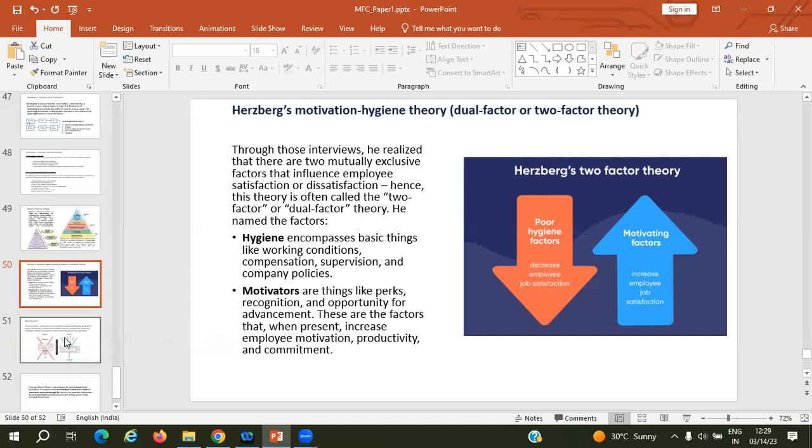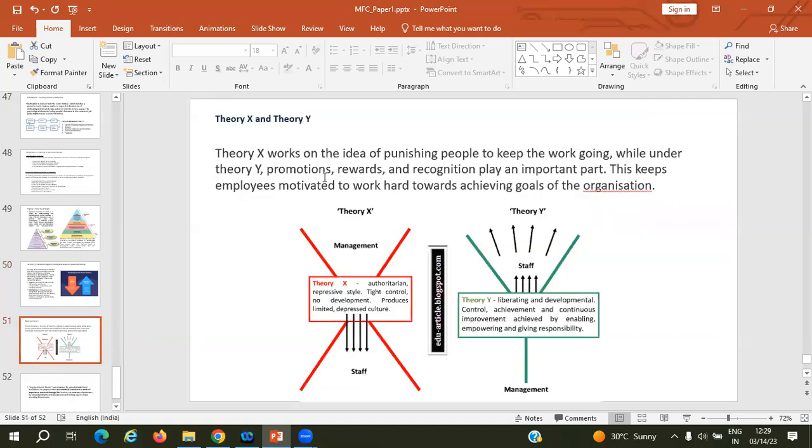Similarly, in XY theory, if you see the diagram, one is looking like X, another is Y. X theory is more like controlling people, authority, bossism.